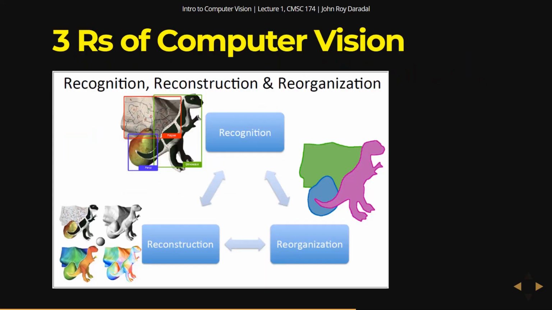Okay, now another way that we could organize computer vision tasks is by using the 3 R's of computer vision, and that would be recognition, reconstruction, and reorganization. So recognition, of course, is basically recognizing what the thing is. Reorganization is about grouping pixels together, so segmentation. And then for the reconstruction, this is about 3D imaging, 3D modeling.